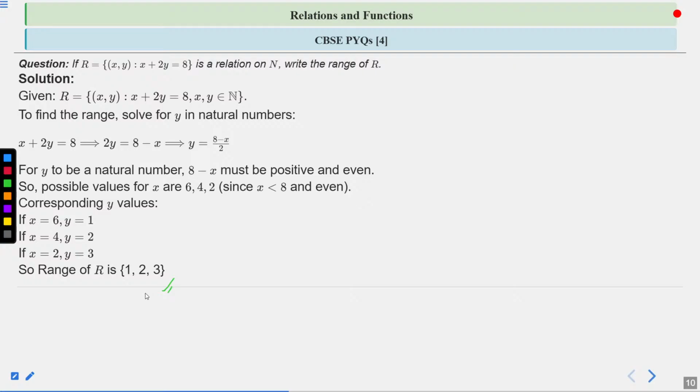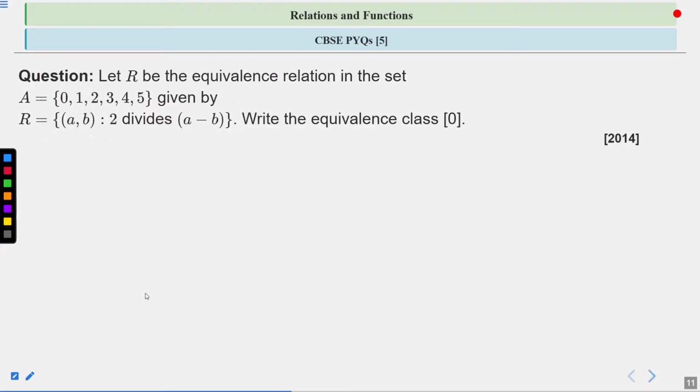Let us move to the next question. The next question says, let R be the equivalence relation in the set A = {0, 1, 2, 3, 4, 5}, given by R = {(a, b) such that 2 divides a - b}. We basically have to write the equivalence class of 0.